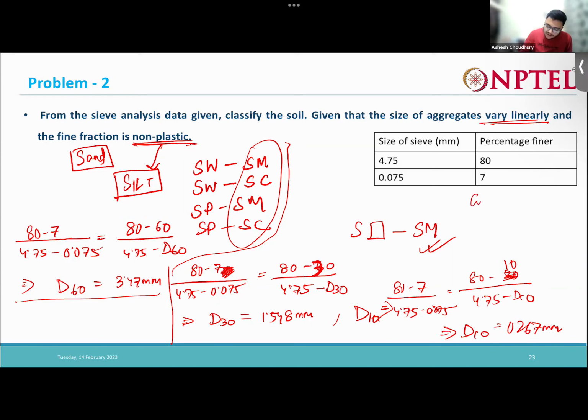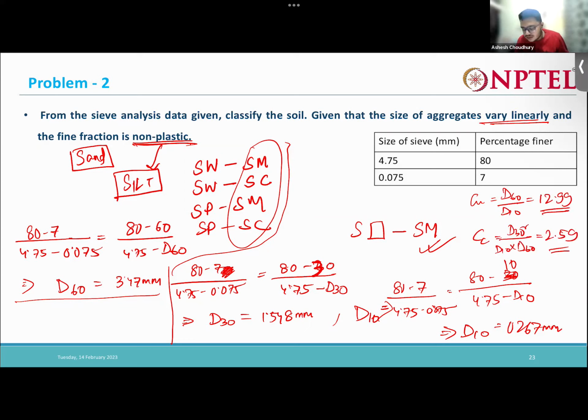Now similarly, you can find our CU value. CU is nothing but D60 by D10. It will come out as 12.99. And our CC comes out to be D30 square by D10 into D60. It will come out as 2.59. So you have the value of CU and CC.